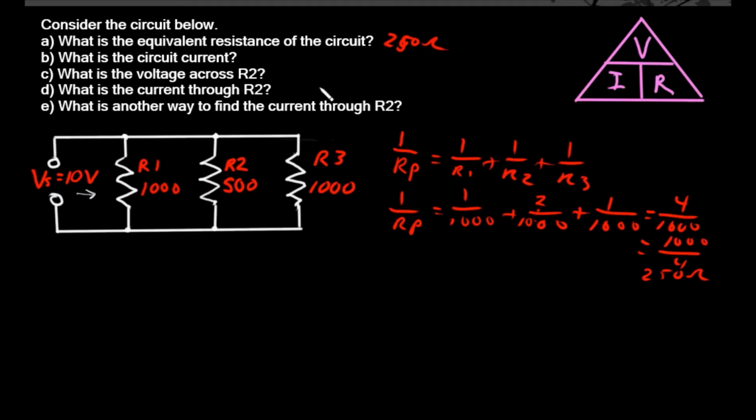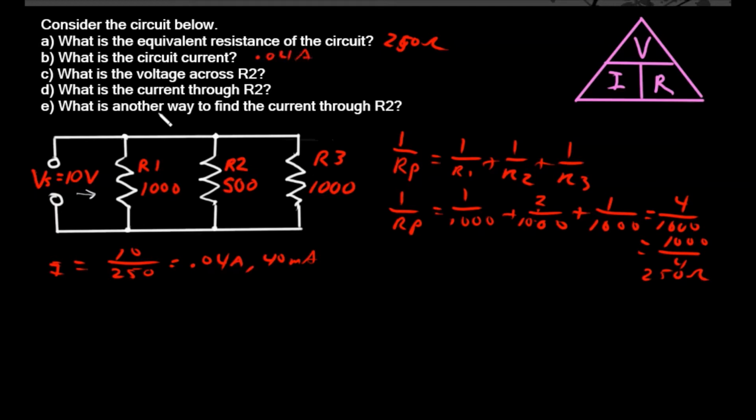What is the circuit current? Simply going to be Ohm's law, I is equal to voltage divided by resistance, 10 volts divided by the circuit resistance, which we just found to be 250. So I is equal to 10 divided by 250 ohms, or 0.04 amps. That's also 40 milliamps. So that's 0.04 amps. That's your circuit current right there.